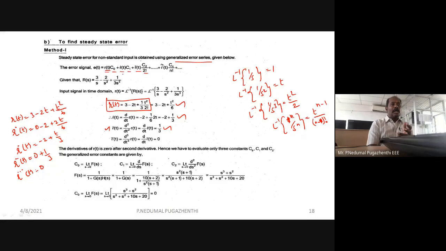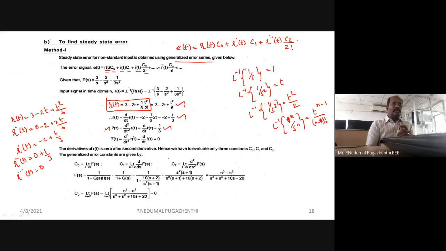r(t) C0 plus r dot(t) C1 plus r double dot(t) C2 by 2 factorial. I cannot go further because I cannot use r triple dot, because r triple dot is going to be 0, and all higher terms after it are also 0. So I stop my formula for the error as e(t) = r(t) C0 + r dot(t) C1 + r double dot(t) C2 by 2 factorial. That's it.